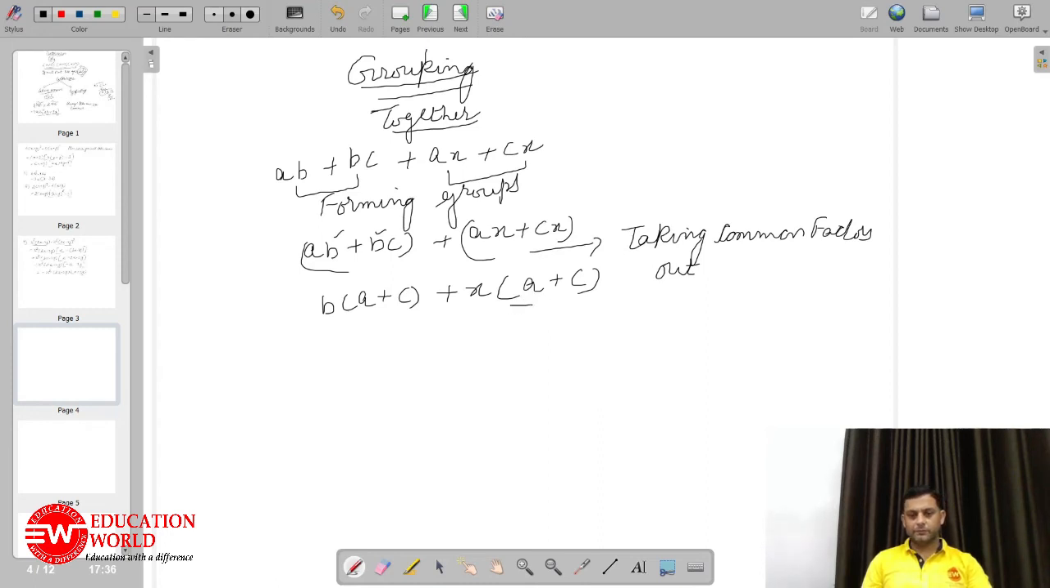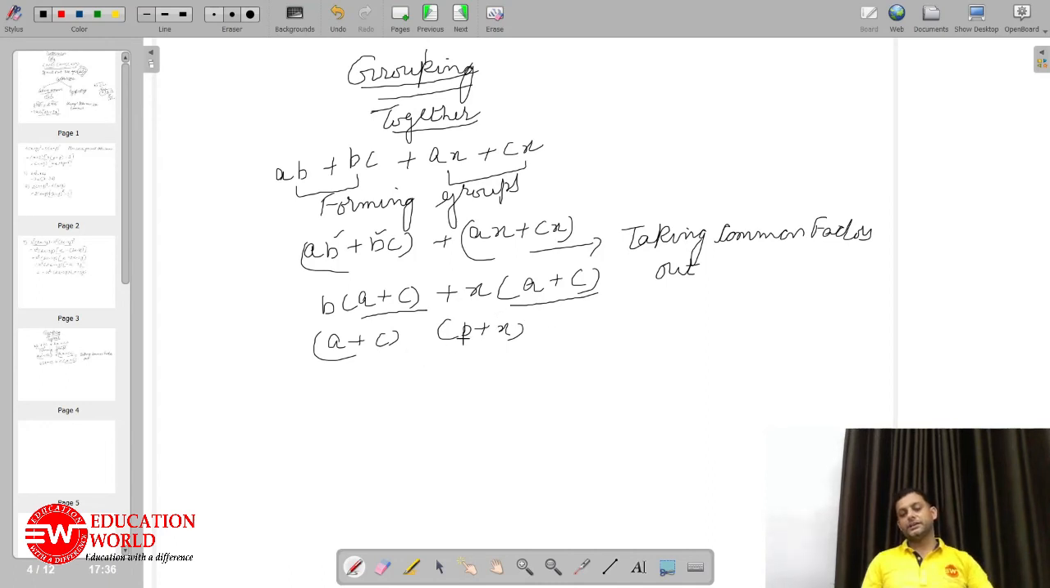Now again this and this bracket is common. That is why the first topic is very much necessary: factorize by taking common out. Here also common out, here also common out. You can see a plus c is common. So what is left inside? b plus x.